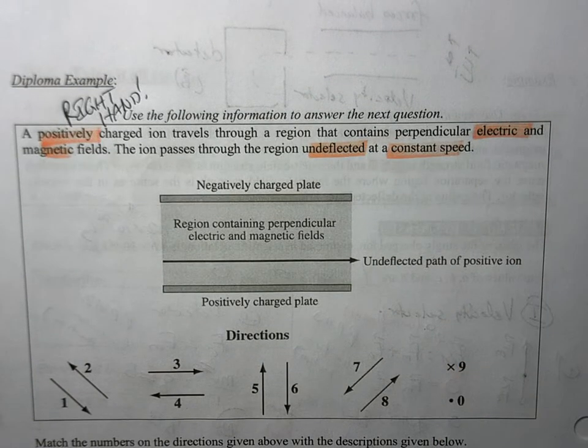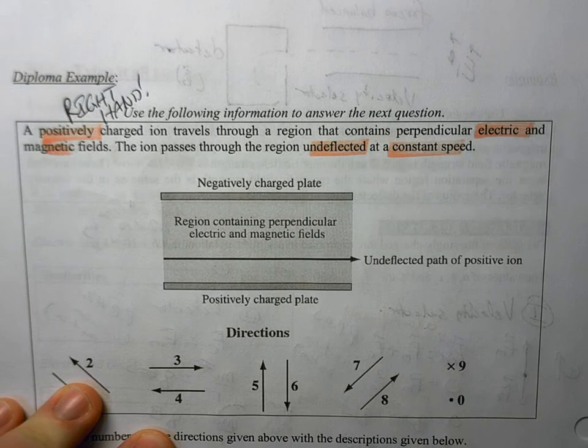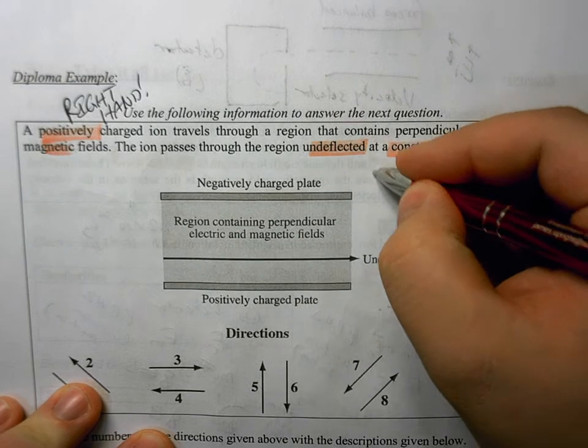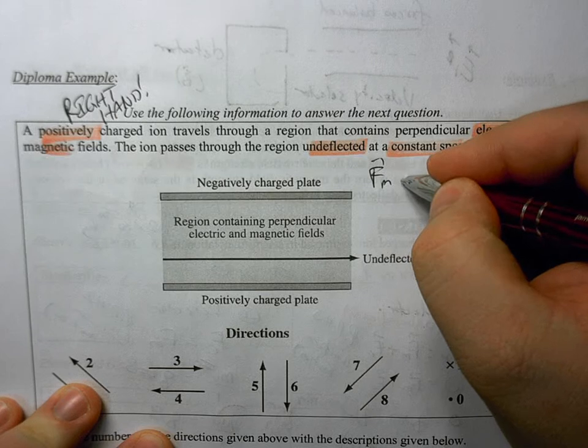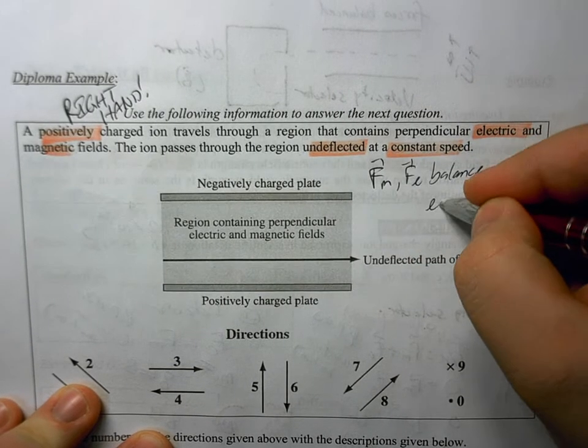It's telling us the electric and magnetic fields are perpendicular, as is everything in Physics 30. That should be expected. And now we have the ion, it passes through the region undeflected at constant speed. So this means FM and FE are balanced, or they balance each other.